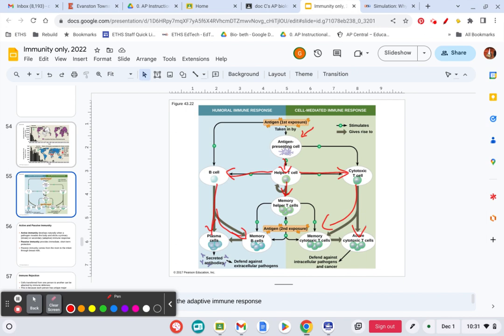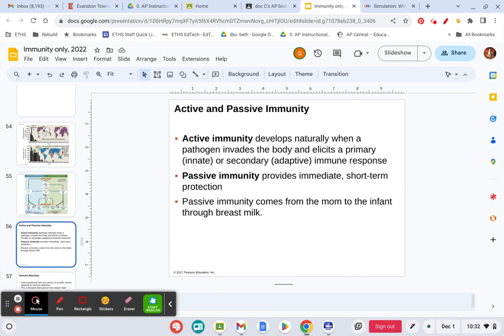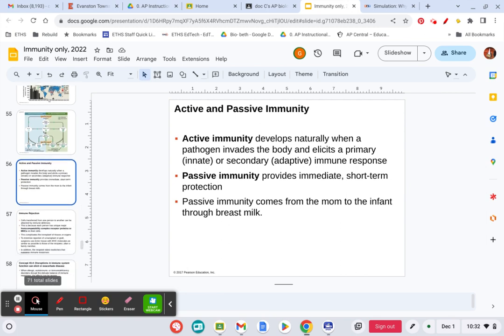Those are ones that can produce the antibodies really quickly because they already know what the shape of the antigen is. Anyway, that's a good one for you when you're looking at your project.